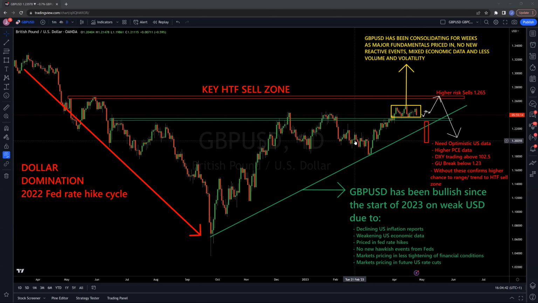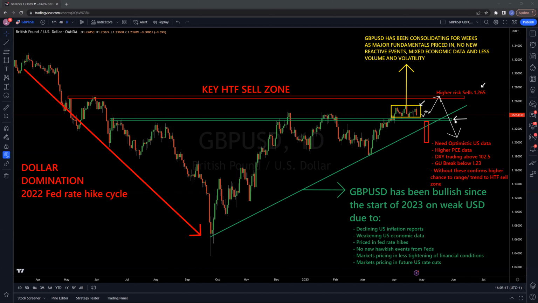If we don't get these confirms, more than likely we're going to continue to bounce around in range here and can still even be trending more bullish all the way up into a higher risk, higher reward sell area at 1.26. Some key price points of interest I'm looking at on GBPUSD include range lows at 1.23, range highs here on the intraday at roughly 1.25, and of course, a higher time frame, high risk sell side area at 1.265.